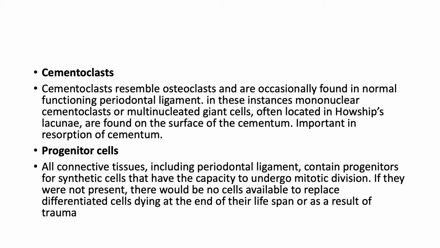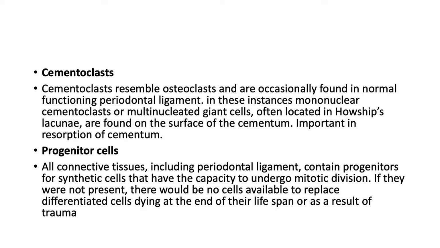Cementoclasts resemble osteoclasts and are occasionally found in normal functional periodontal ligaments. In this instance, mononuclear cementoclasts and multinucleated giant cells, often located in shallow lacunae, are found on the surface of cementum. These are important in resorption of cementum.